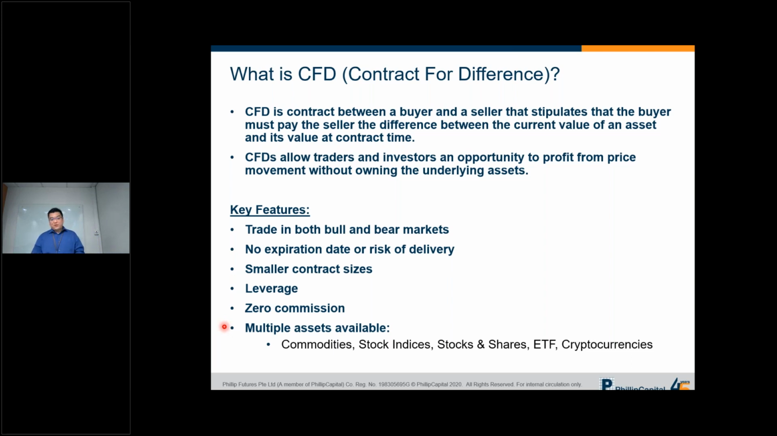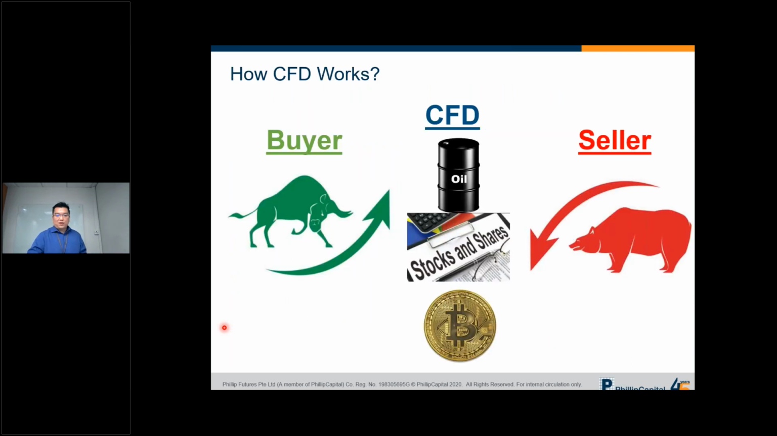It's a leverage product, so it allows you to trade at a higher contract size than what your equity allows. It is also zero commission and multiple assets are available, as I mentioned: commodities, stock index, stocks and shares, and so on. So basically, roughly how CFD works is exactly how any form of financial trading product works, right? At the end of the day, a trader, a buyer, is trying to buy low, sell high.